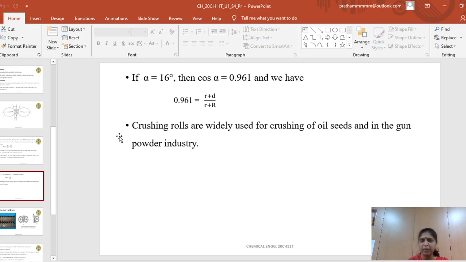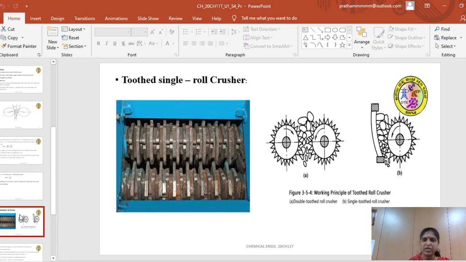So in this category you also have one more type, the tooth roll crusher. The single tooth roll crusher, you can see in the diagram here. This is a single tooth roll crusher, and this is a double tooth roll crusher. The pictorial representation you can see here to the left side, and the schematic representation you can see to the right side. This is a double tooth roll crusher, and this is a single tooth roll crusher.